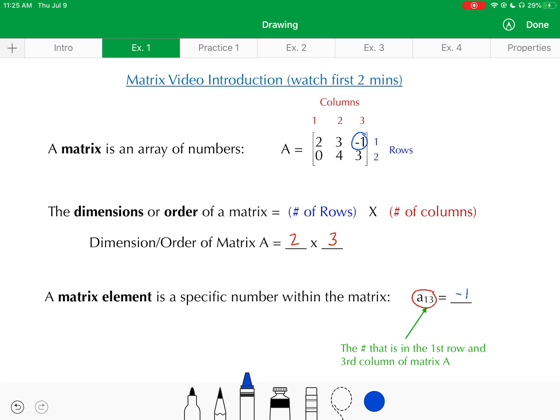So there's a lot that I just threw at you there in this one screen here. I want you to click over to practice 1. You're going to be given some different matrices and asked about the dimensions of each of those matrices, as well as finding a particular element of each matrix. So pause the video, work through those, and then check your work with mine.